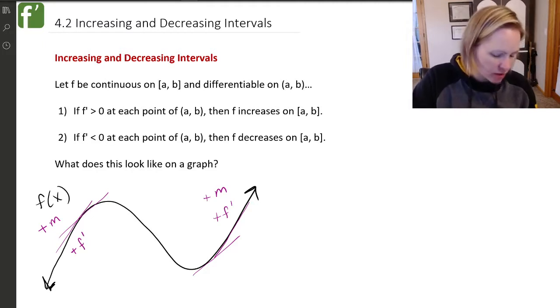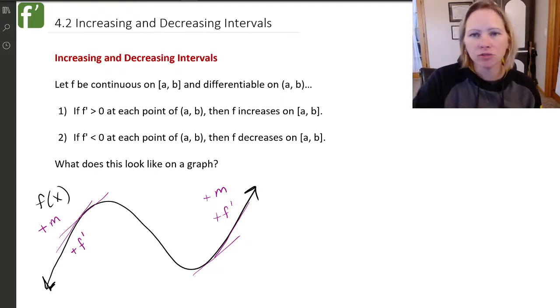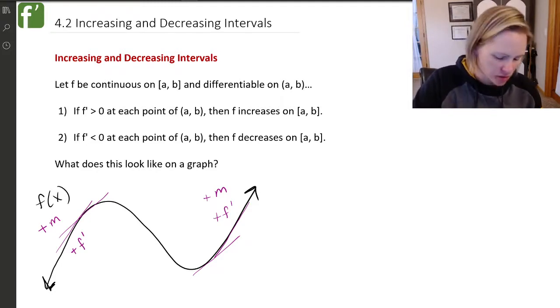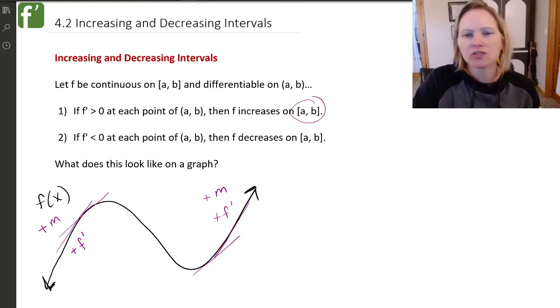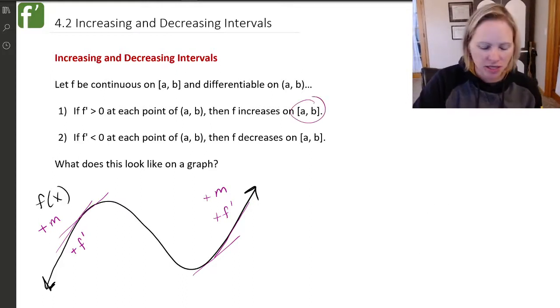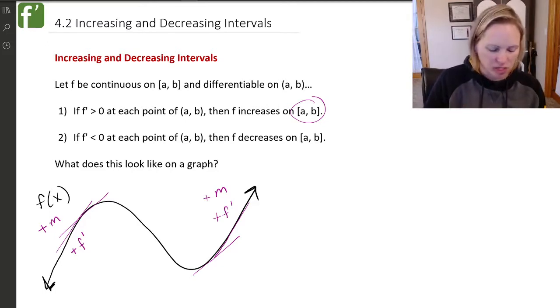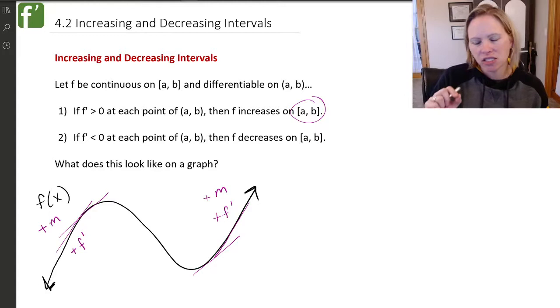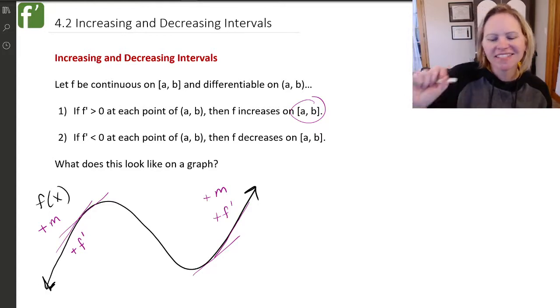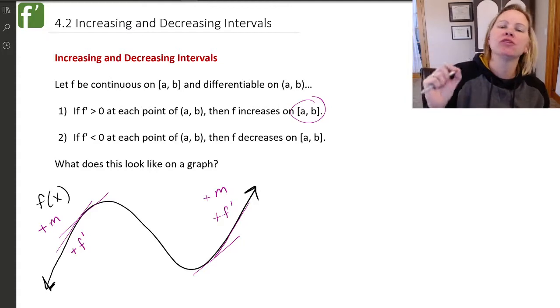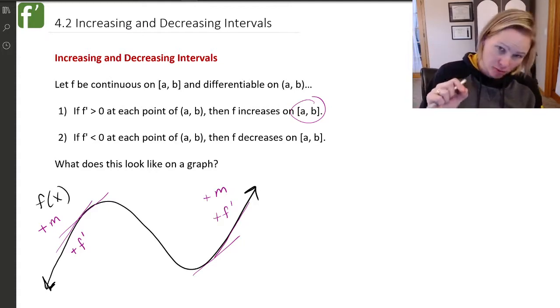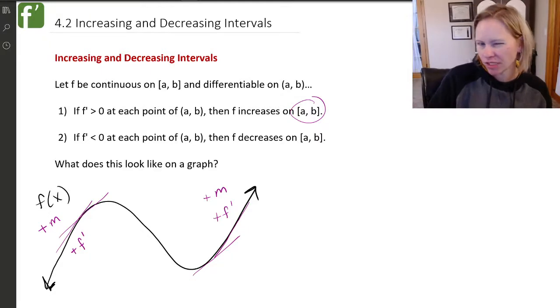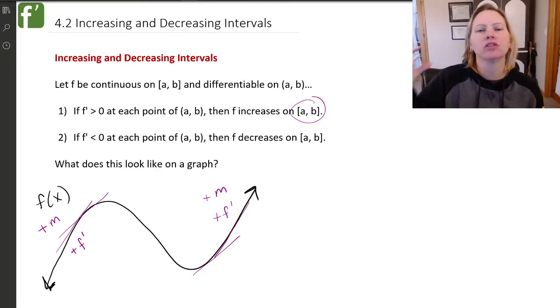So part one here of this increasing, decreasing intervals note says that if f prime is greater than 0 at each point on this interval, then f is increasing on the closed interval. So notice when we describe an increasing interval, we include those endpoints, and that just has to do with the definition of being increasing. You need to include the point in the interval of increasing and decreasing, so we use those closed brackets. It has to do with the definition. You need a second point to compare to. So you need to include the endpoint so you can compare any point before the endpoint to that endpoint, if that makes sense. So it's increasing up to and including that endpoint.